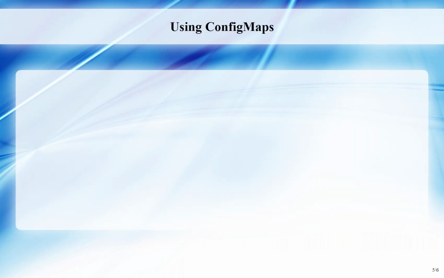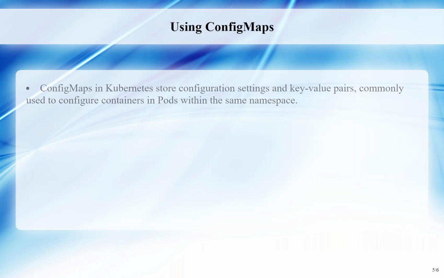Using ConfigMaps. ConfigMaps are resources in Kubernetes that can hold key-value pairs or configuration settings and can be used by various parts of the system. One common way to use ConfigMaps is to configure settings for containers running in a pod within the same namespace.